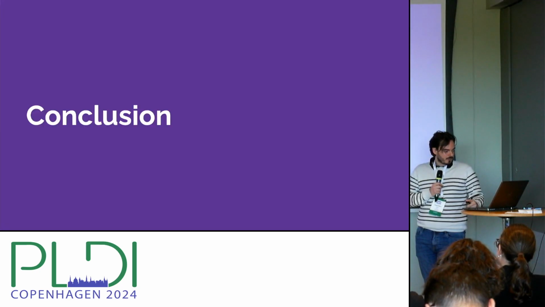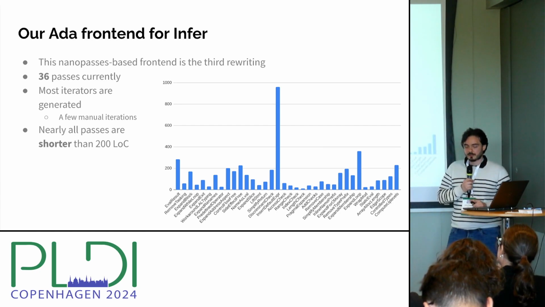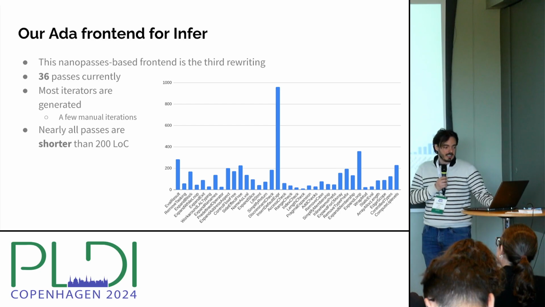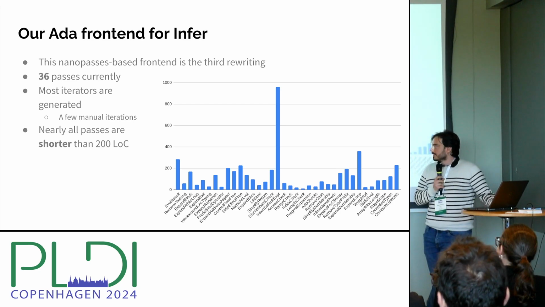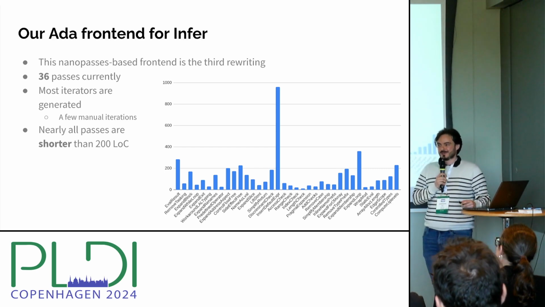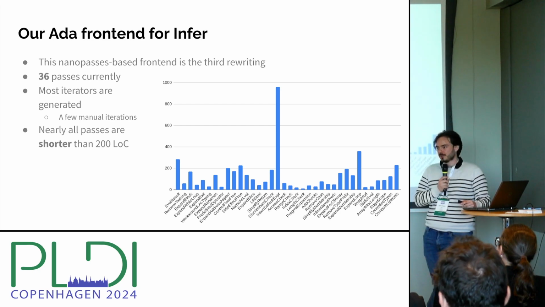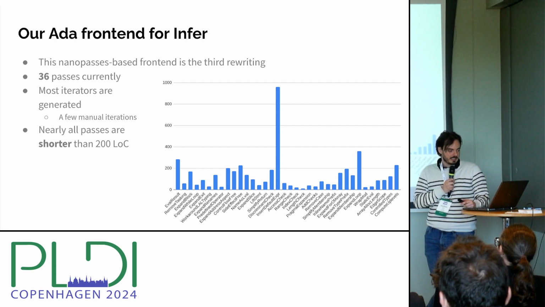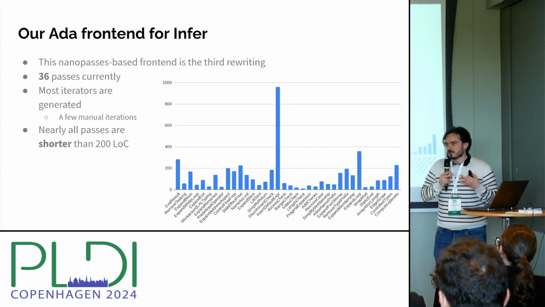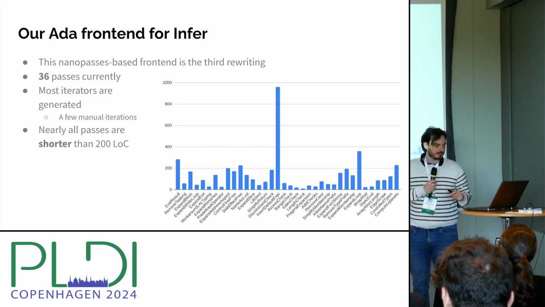So I have some words for conclusion, and here is a nice graph of our 36 passes, and you can see that many of them, don't look too much at the big peak, but most of them are lower than 200 lines of code, which is pretty small in the end, and they are all removing some nodes, desugaring some nodes, or sometimes the type doesn't really change from the input to the output, but it adds more semantic information.